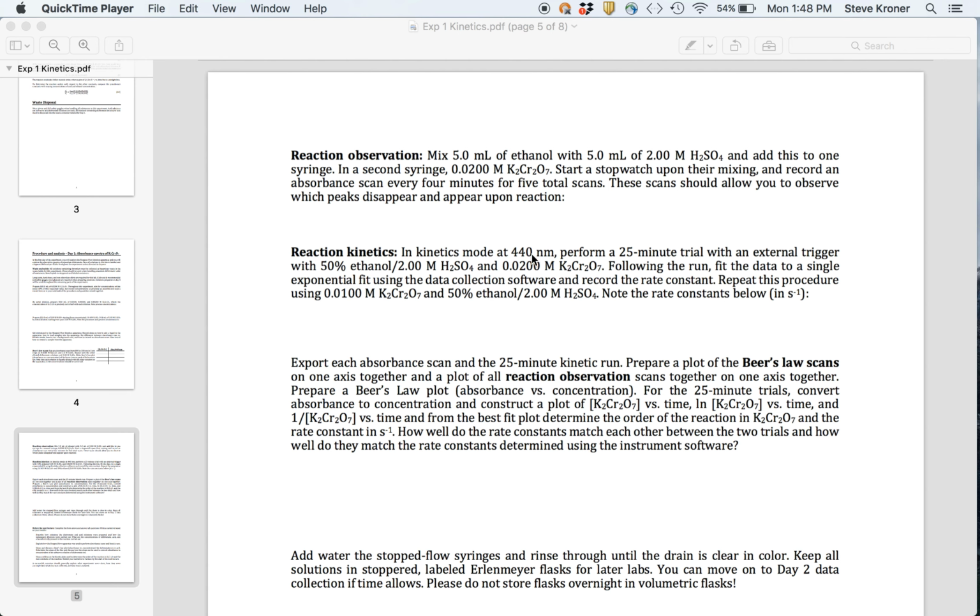We can follow the reaction at 440 nanometers. That's one of the peaks that dichromate absorbs relatively strongly. There's actually a more intense peak at about 350, but we think that peak's a little too intense to follow at relatively high concentrations. I think what you're going to find through your reaction observation is that these reactions aren't incredibly fast, so we want to keep the concentrations high so that the reactions can be as fast as possible.